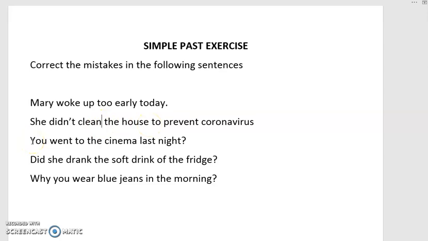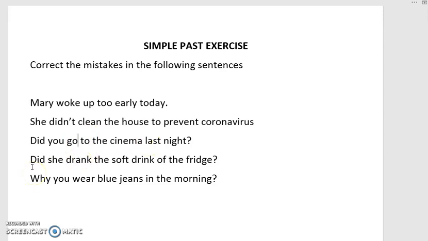Okay, in the example number 3, we have a question, as you can see. You went to the cinema last night? ¿Tú fuiste al cine anoche? But remember that for making questions, we cannot do it in this way. We say, did you, and we don't use went, we use the infinitive, the present. Did you go to the cinema last night? Now, in this way, we have a very good question in English.